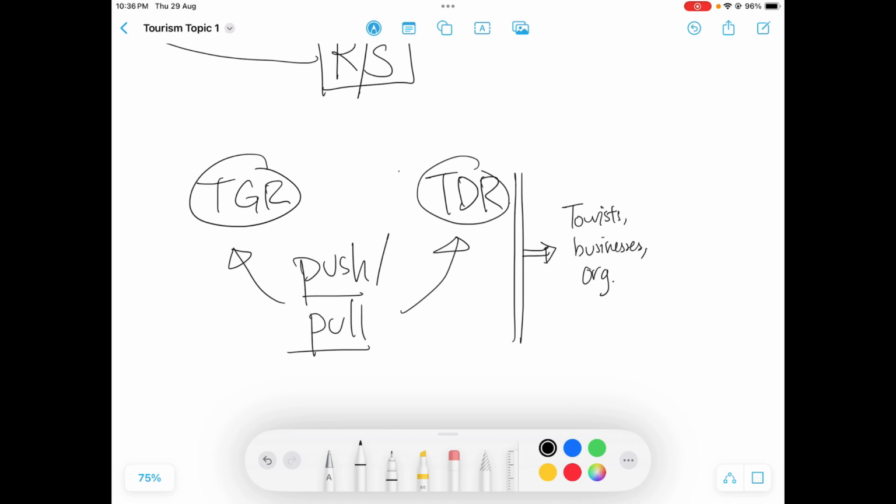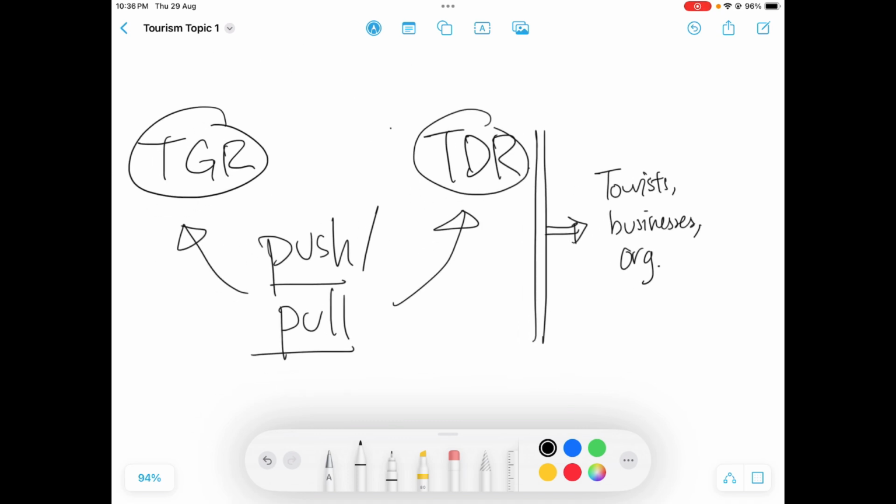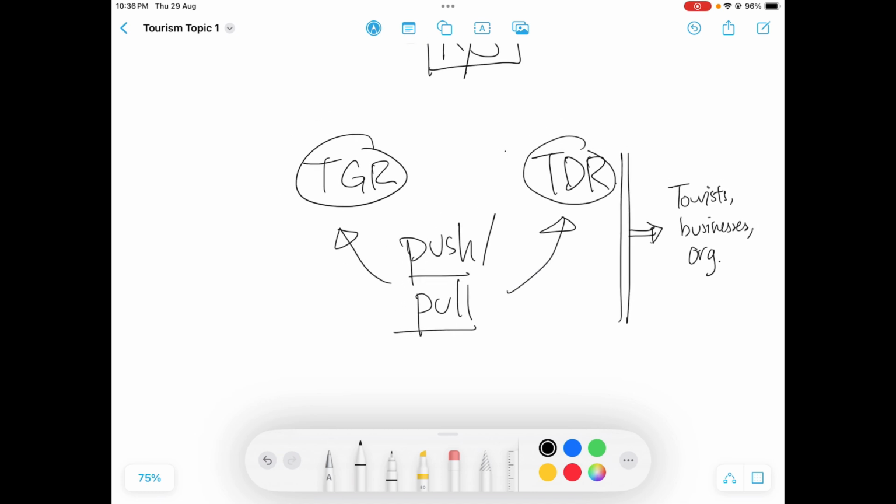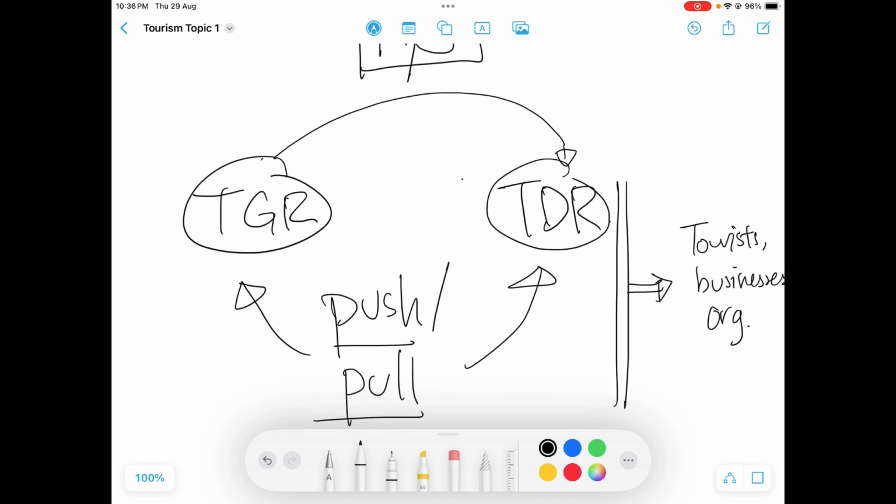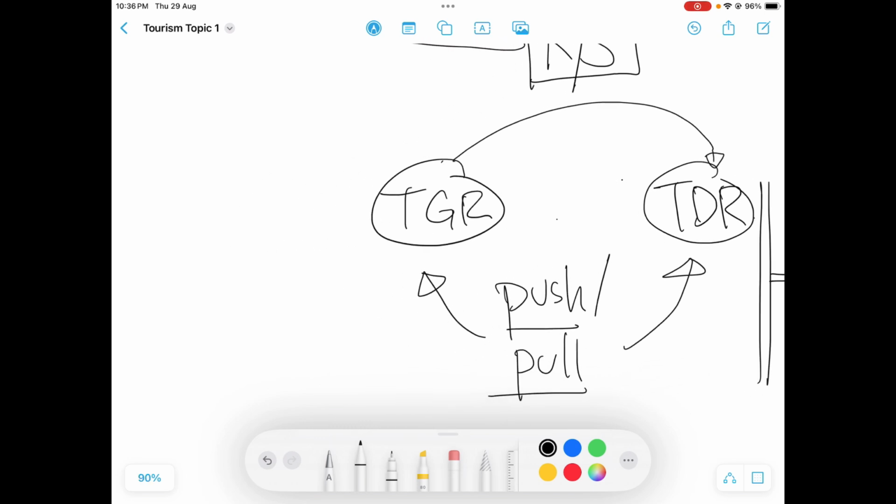The push and pull factors, okay, could be, why do tourist generating regions push tourists to the tourist destination region? It is because there could be a lack of recreation. Why do Singaporeans travel so much? Why do Singaporeans travel so much to maybe Japan? Okay, because they are able to offer 4 seasons. The environment is very different.